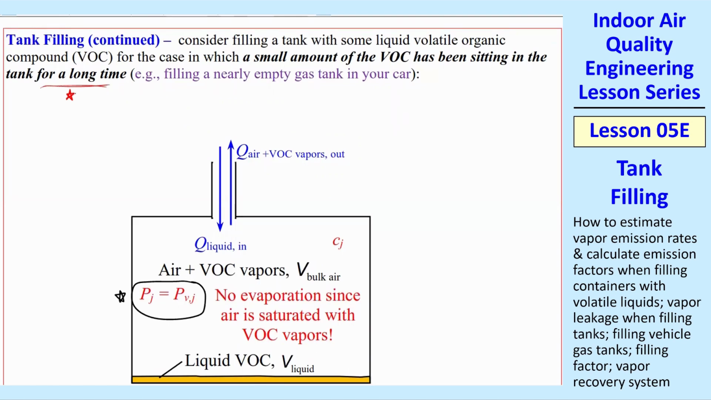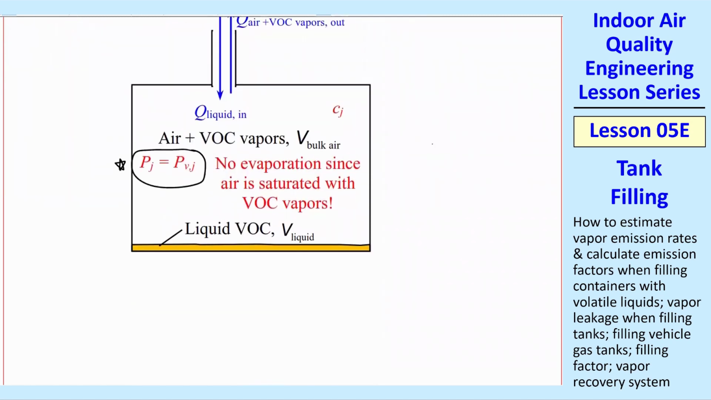If you just poured this stuff in, P_J will have to start from 0 and work itself up to P_VJ, but that'll take some time depending on how fast the VOC evaporates. So since we have P_J equal P_VJ, the vapor pressure, then I can ask how much of the vapor in the tank comes out.